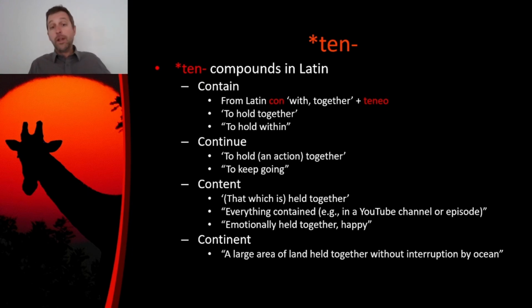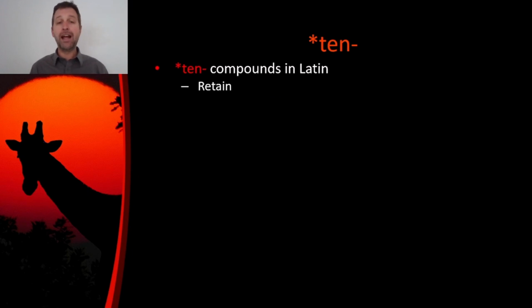What does it mean to live on a continent? A continent is a large area of land held together. That's the contain part. Continent, held together without interruption by ocean. And so you can see how that works together with everything we are talking about here as well.